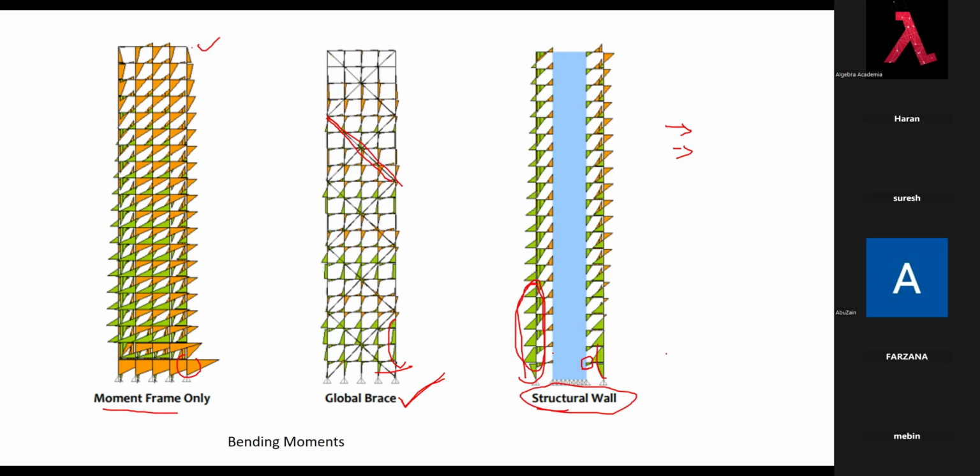It again depends upon the money, it depends upon the location, it depends upon the availability of material and the construction time for the project. So it all governs which one is better. So from here we can come to the conclusion that we can use global brace, we can use structural wall also, but the global brace system drastically reduces the column demand.